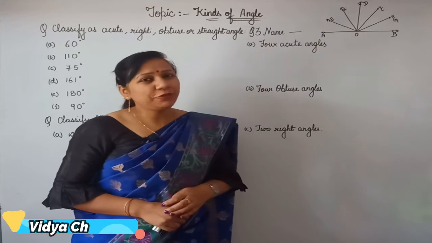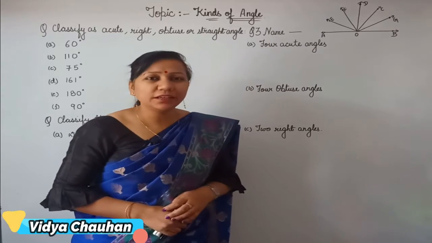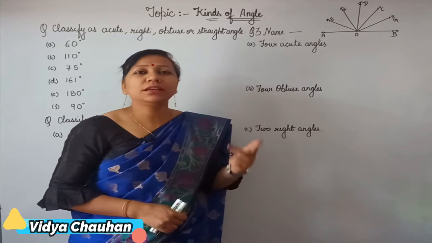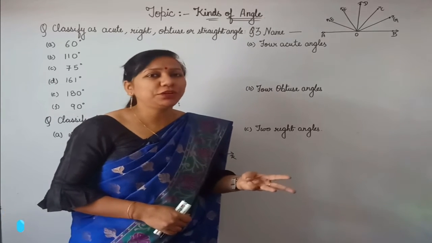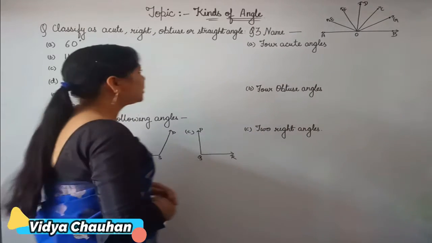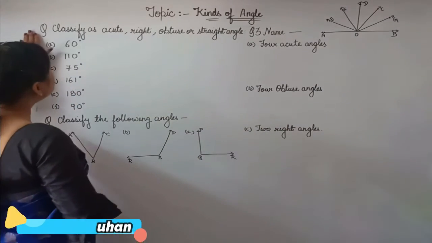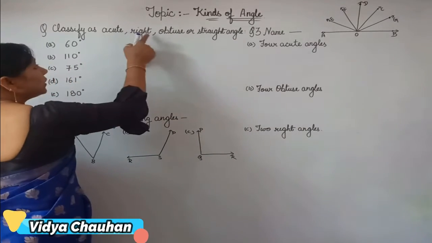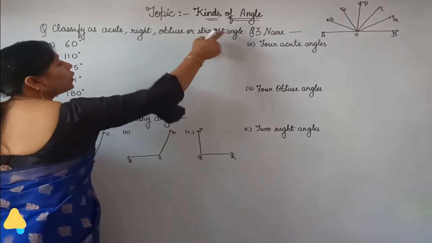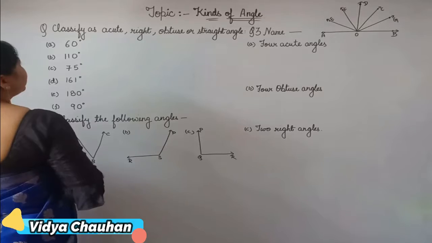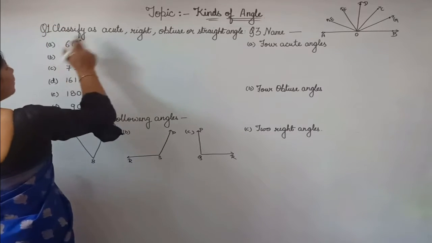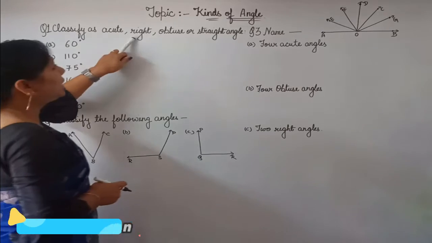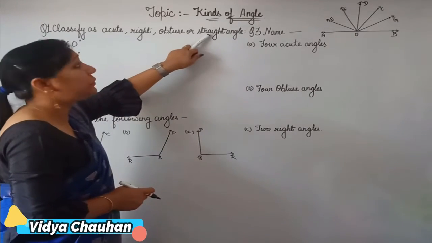So students, after discussing different kinds of angles, that is acute angle, right angle, obtuse angle and straight angle, let us discuss some questions from your book exercise. The first question says, classify as acute, right, obtuse or straight angle. So in this first question, you have to classify whether the angle given to you is an acute, right angle, obtuse angle or straight angle.